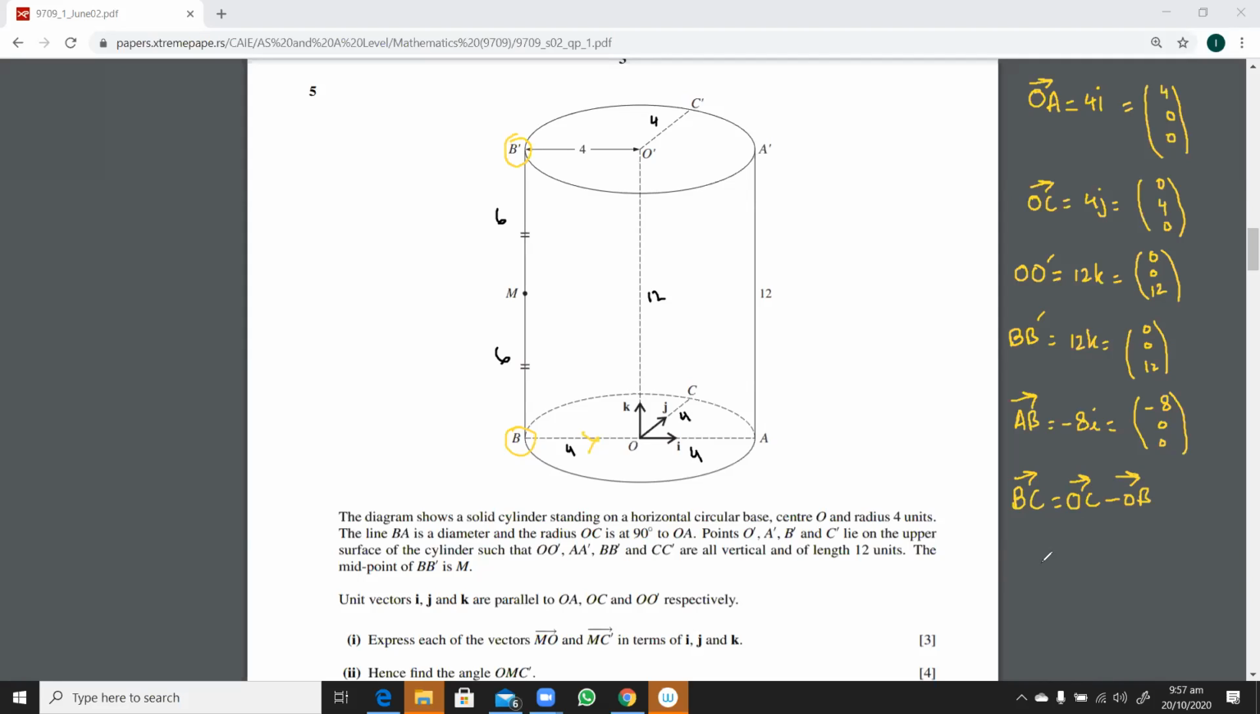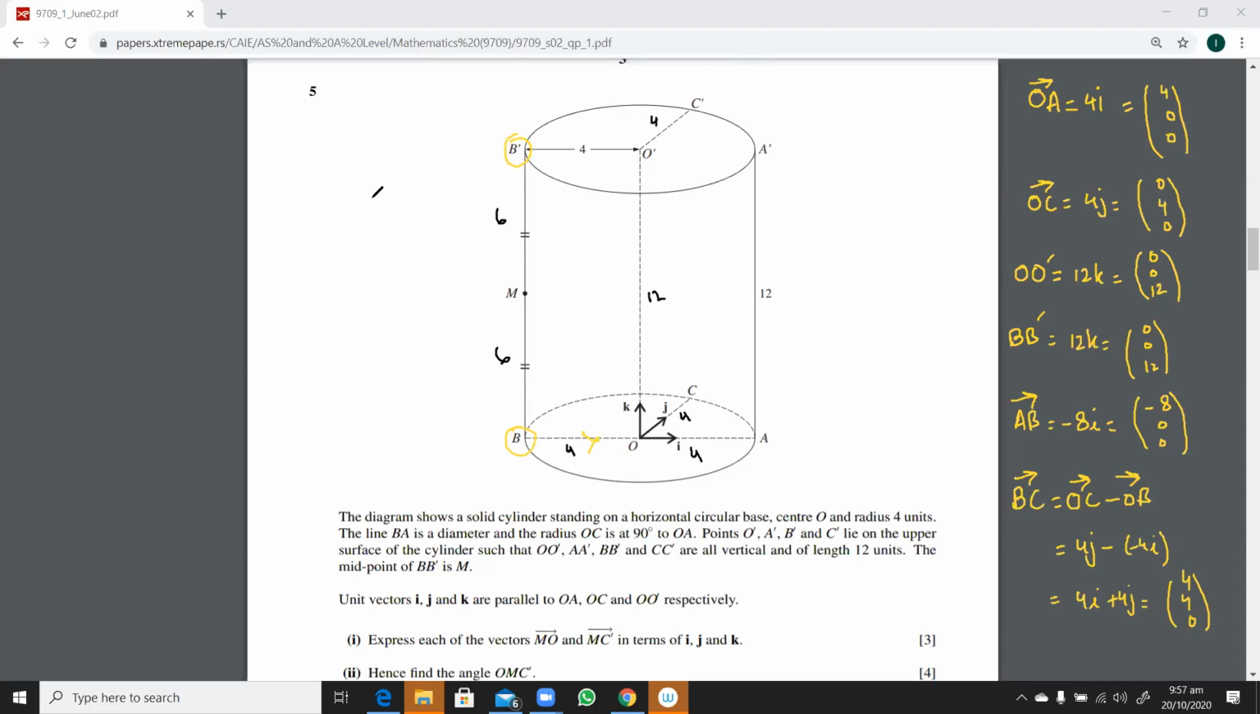What is OC? OC is 4j, and this OB is minus 4i. So this is going to be 4i plus 4j. You can also write it as 4, 4, 0. Who will tell me what is the vector AM?